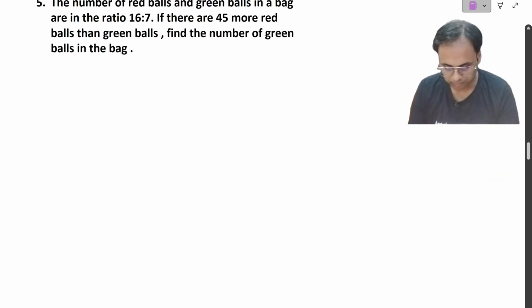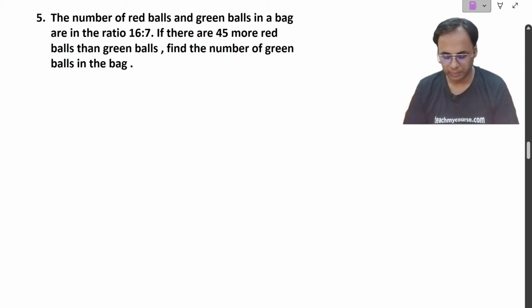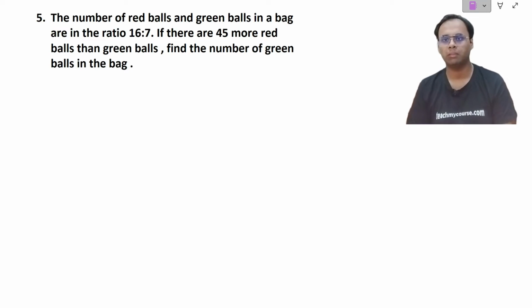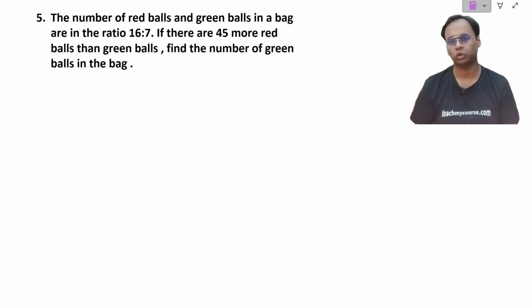So next question. The number of red balls and green balls in a bag are in the ratio 16:7. If there are 45 more red balls than green balls, then find the number of green balls in the bag. So this is a question which is based on ratio and proportion.